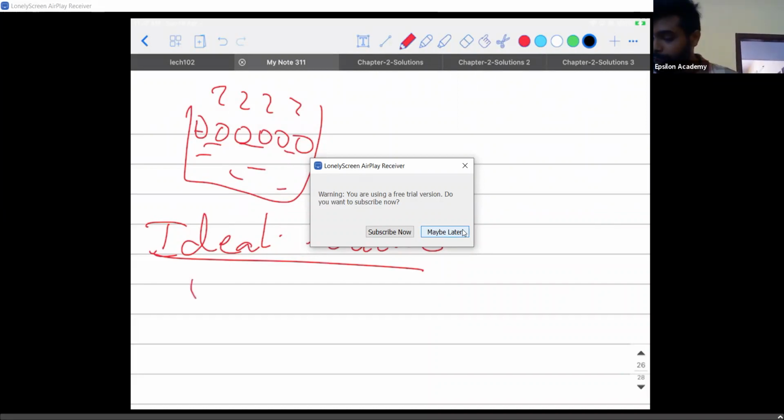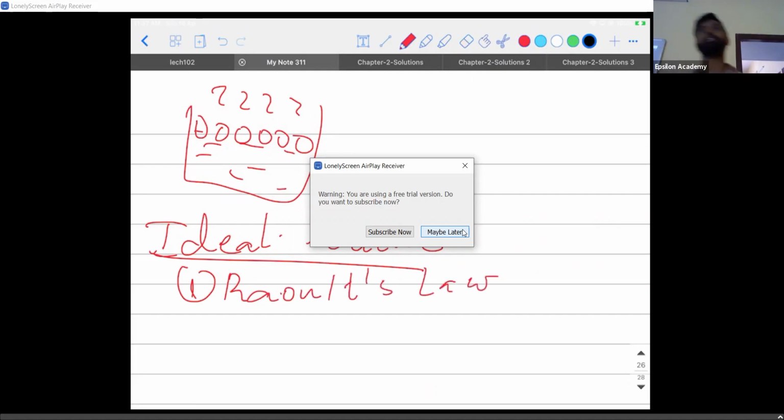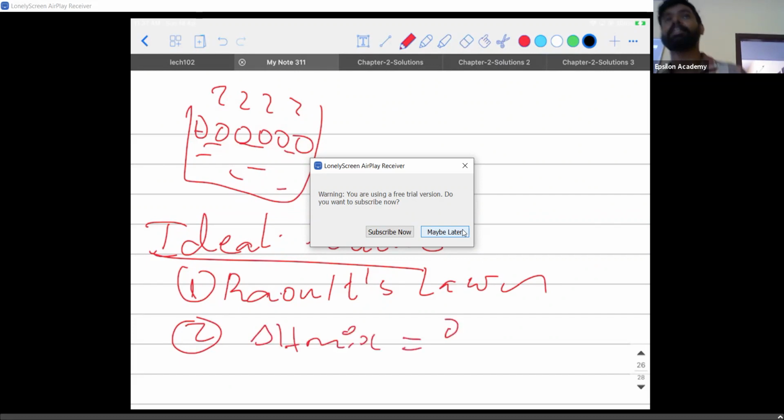First and foremost thing, it must obey Raoult's law. The first and foremost condition, that is three equations. PA is equal to PA naught into XA, PB is equal to PB naught into XB, P total is equal to PA plus PB. These 3 equations should be obeyed strictly by the solution. That is the first condition. Second condition is delta H mix is 0.